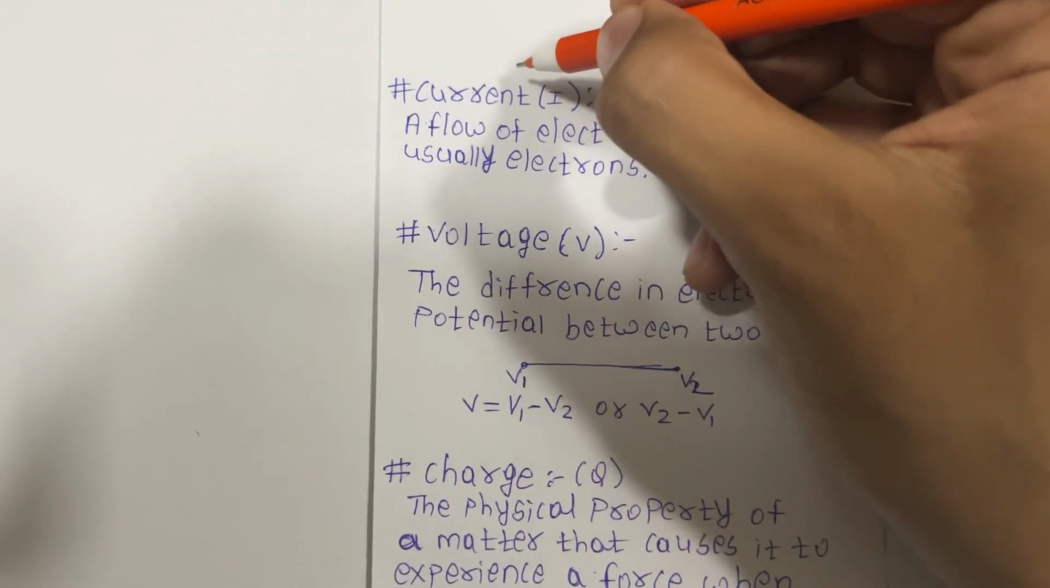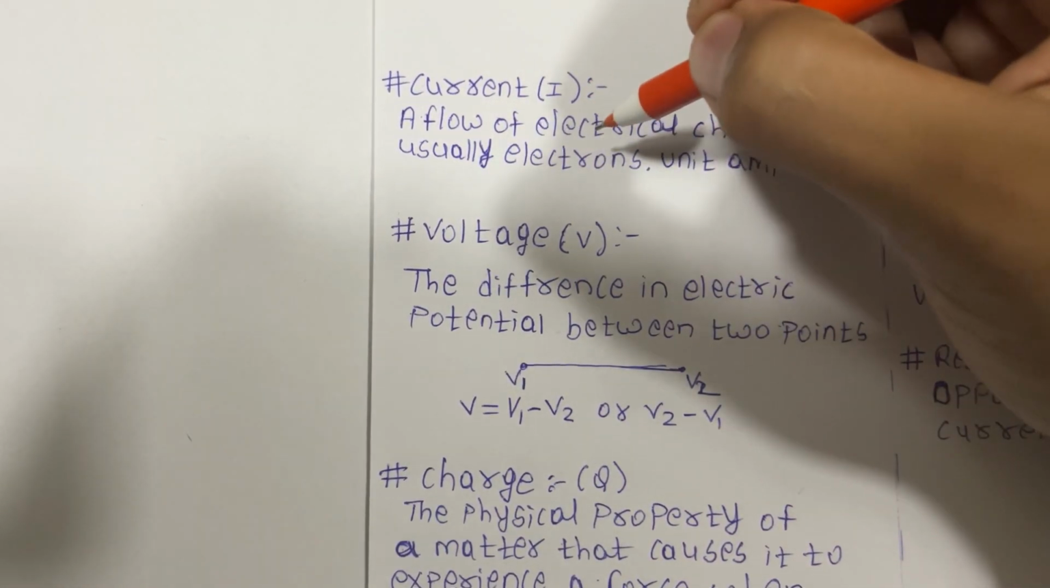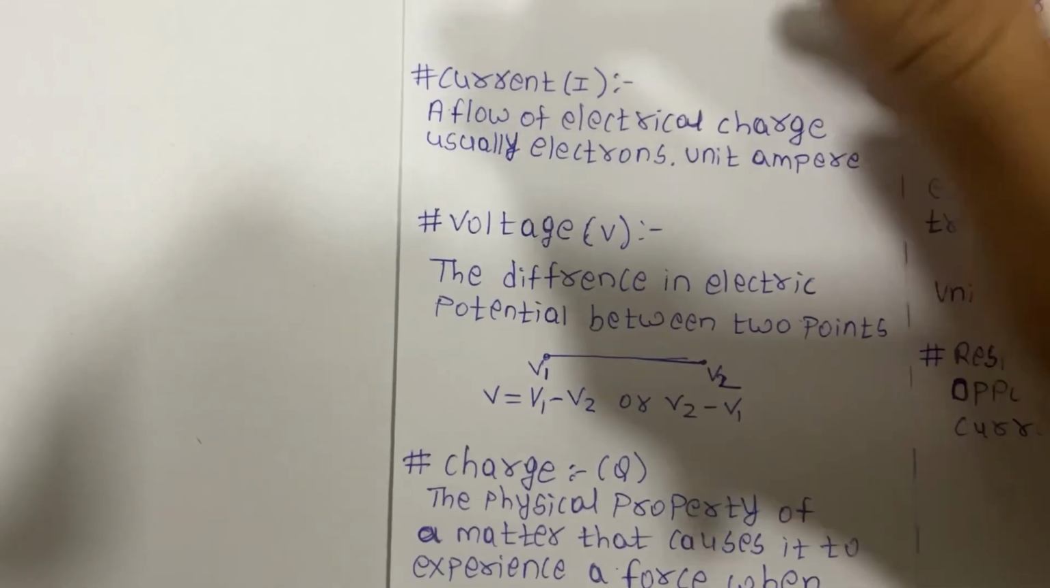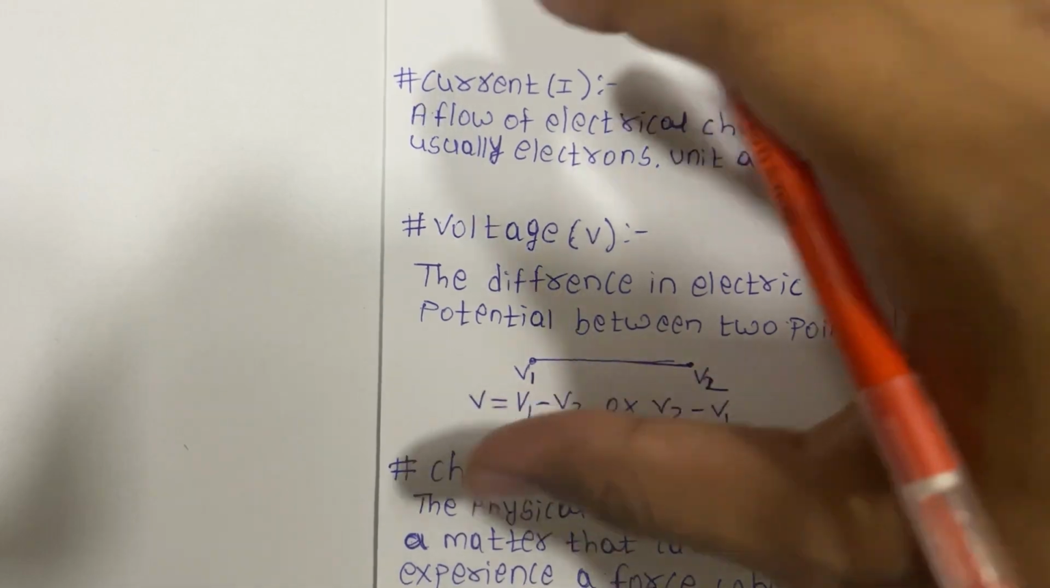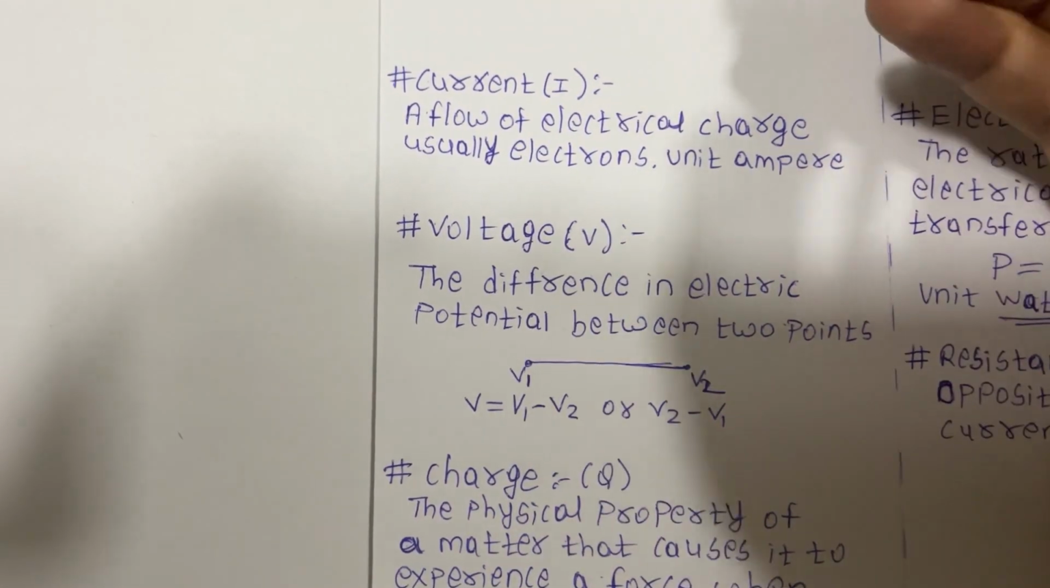So let's start with what is current. Current is a flow of electrical charge, usually electrons. What is current? Current is a flow of charge. Charge means electrons through a circuit, and that is called current.